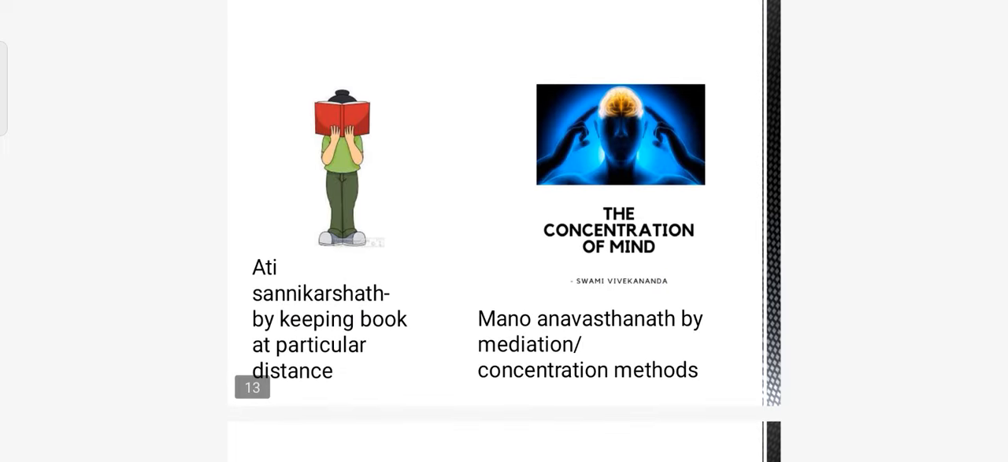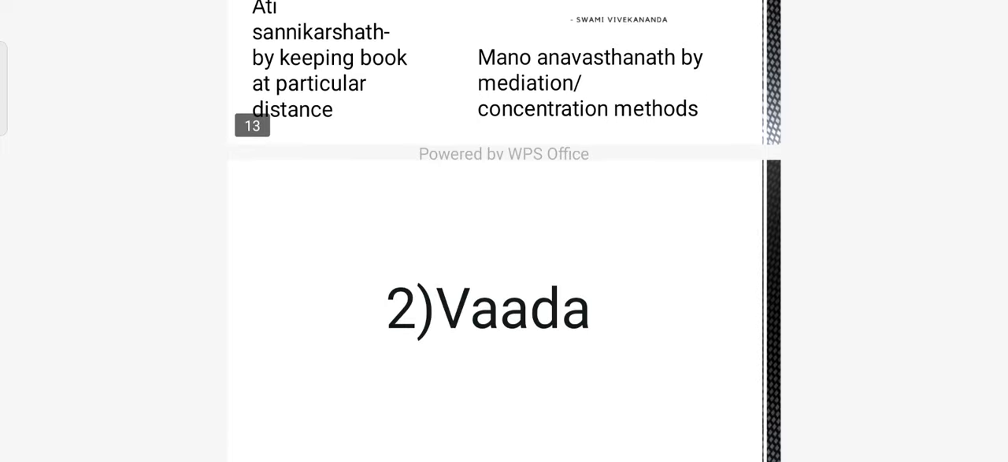Then Ati Sannikarsha. So if the book has been kept at the proper distance, you will avoid the Ati Sannikarsha Pratyaksha Badhakara Bhavas. Then concentration of the mind is going to clear the Mano Anavasthanat, which can be done by meditation or any of the concentration methods, something like Tarpana. Okay, so you can do that.